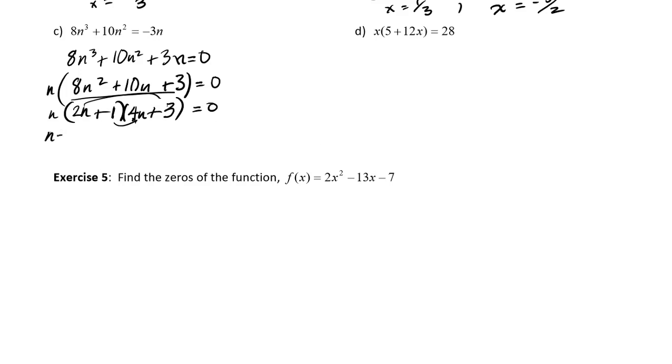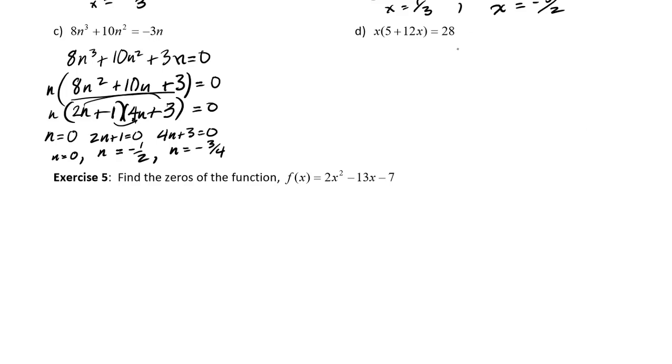That gives me n equals 0, 2n plus 1 equals 0, 4n plus 3 equals 0. And so solving for n, I have n equals -1/2, n equals -3/4, and n equals 0.